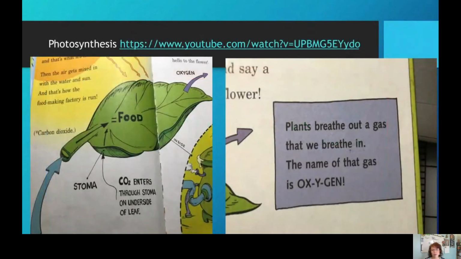This is the page from the book where it talked about photosynthesis. These are the 2 pages and the words that I wanted you to see. You are welcome to go back and revisit the YouTube where I read you the book on photosynthesis. You can also watch this YouTube link. It's hot, and it will give you a really good breakdown on photosynthesis.